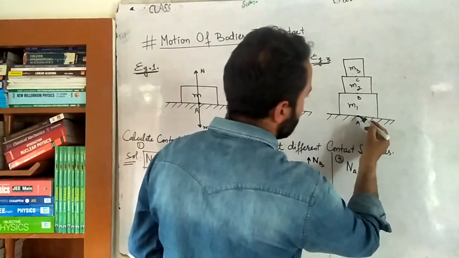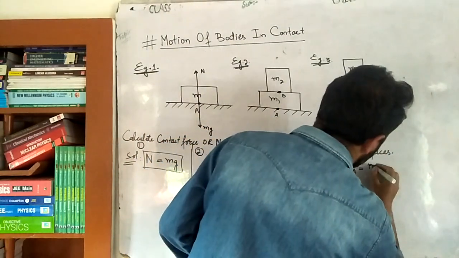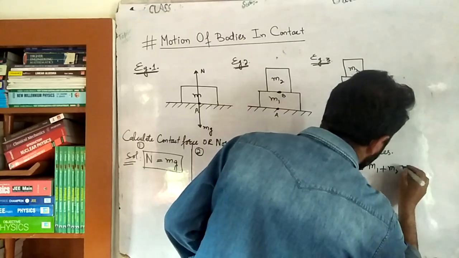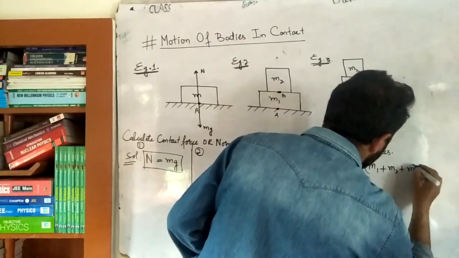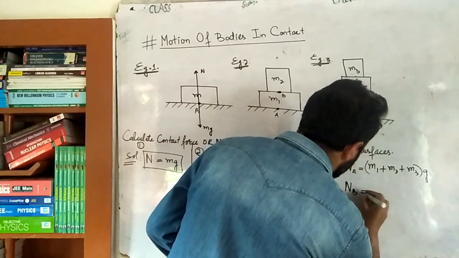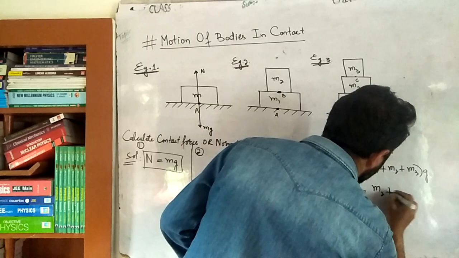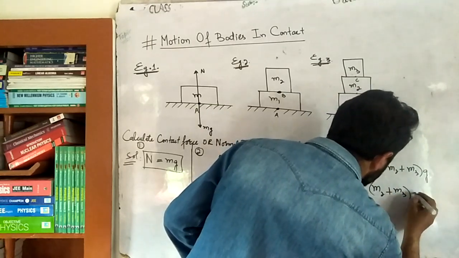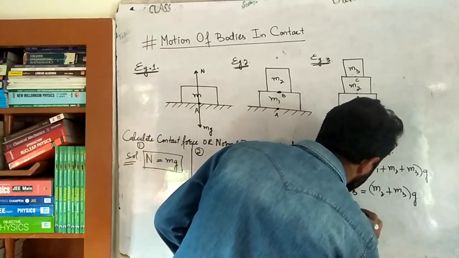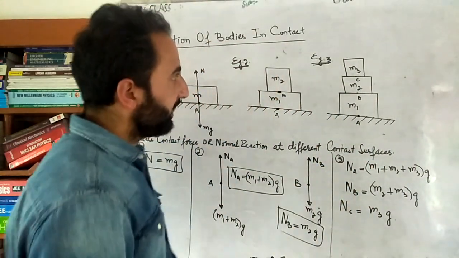Okay, so that means the normal reaction at this point, what are the masses above? That is m1, m2, m3. So I will write like this: m1 plus m2 plus m3 multiplied by g. That's it. Normal reaction at the point B: now how many masses are above this? That's m2 and m3, so that's m2 plus m3 multiplied by g. The normal reaction at the point C will be simply equal to m3 multiplied by g. As simple as that.